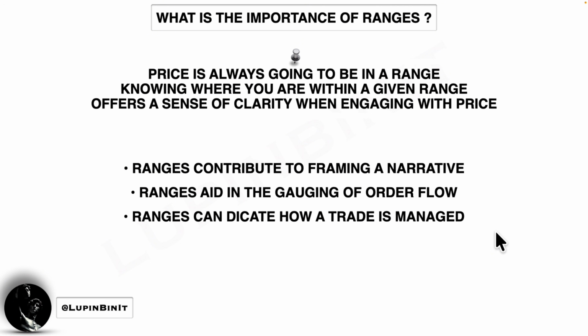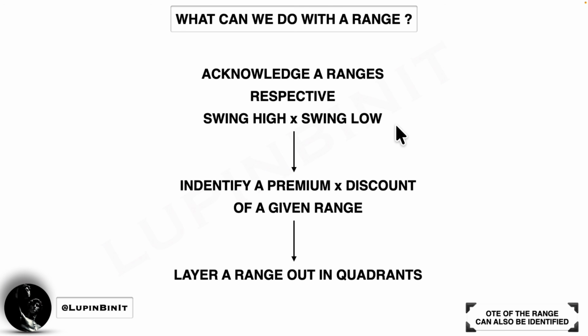Moving on to what we can look to do with a range. For one, we can acknowledge a range's respective swing high and swing low. By doing so, this allows us to identify a premium and a discount of that given range. And then this can be taken a step further by layering out the range in quadrants. And then footnote on the bottom right, the OTE of the range can also be identified.